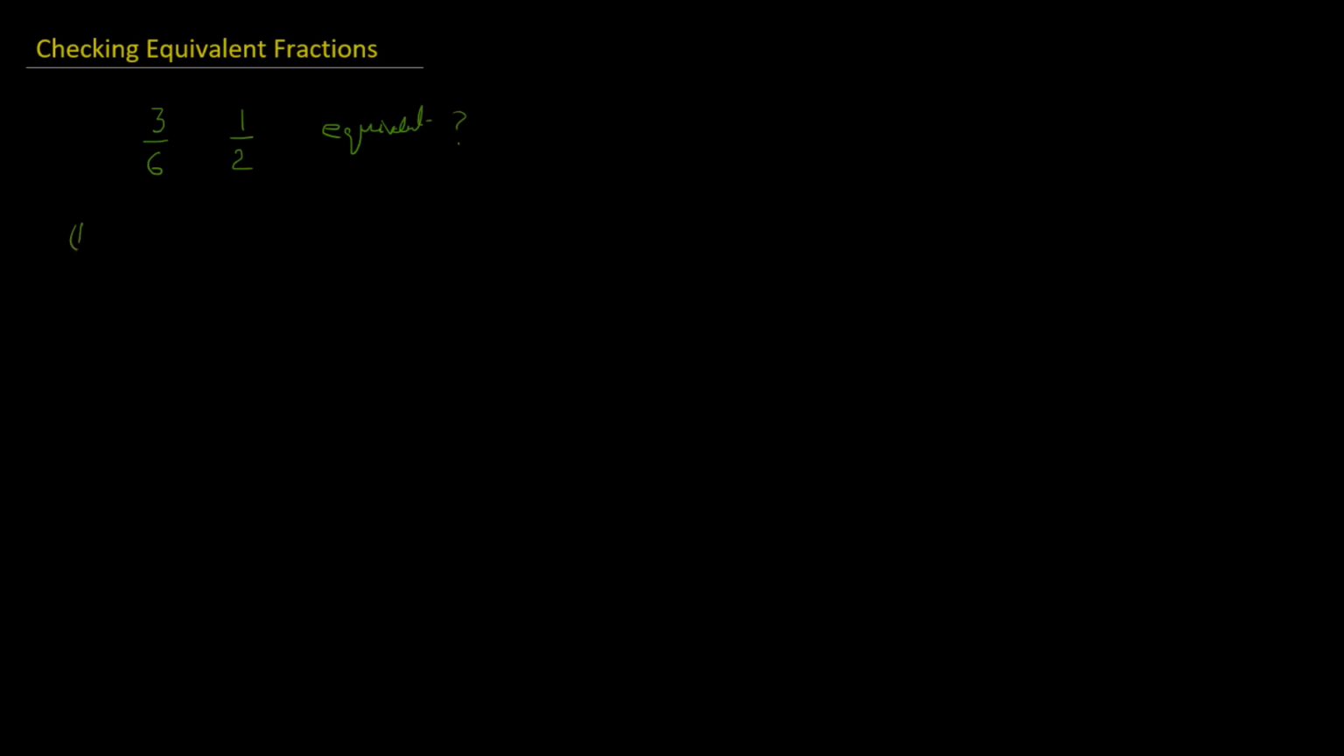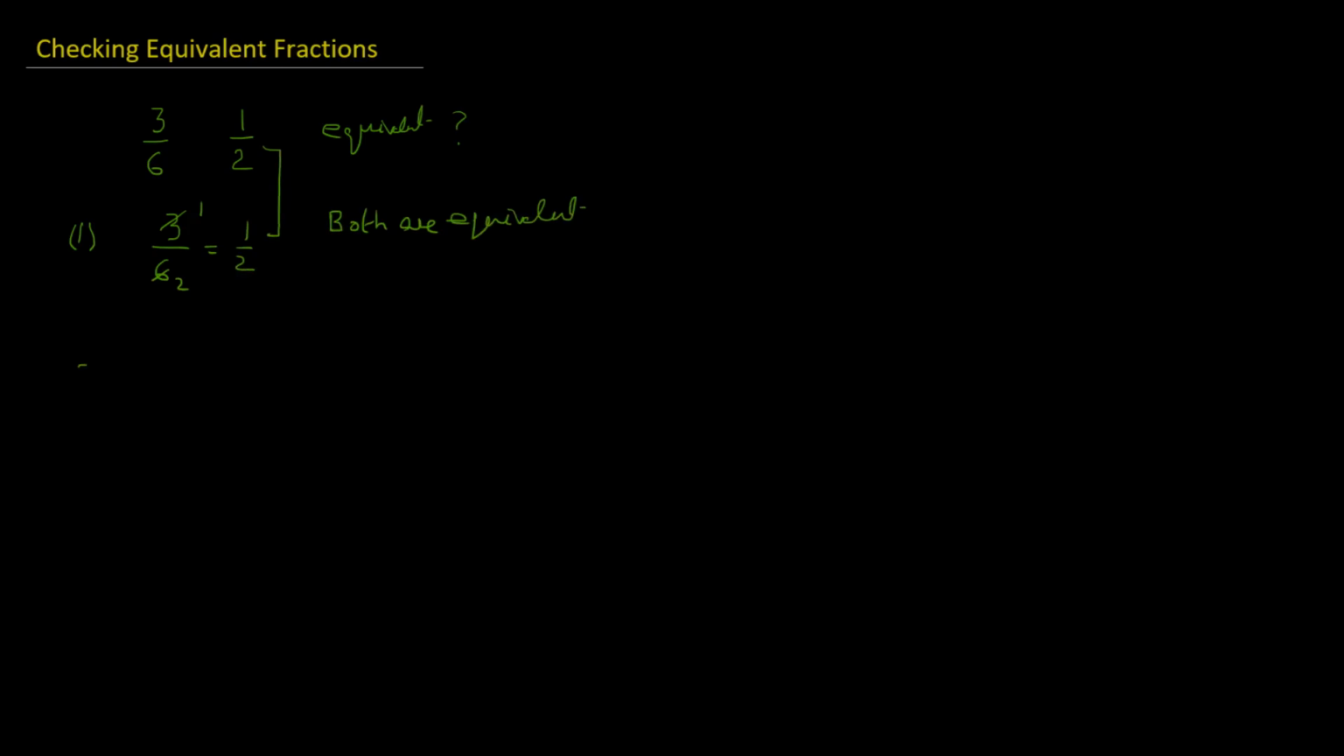So the first method is, as I just explained, you simplify both of these fractions, and if you get the same fraction, then both fractions are equivalent. For example, let us start from 3 divided by 6. Both can be divided by 3, so 1 and 2. So the simplified form of this fraction is 1 divided by 2, which is exactly same as this. So it means that both fractions are equivalent.